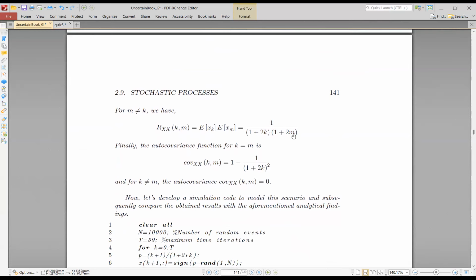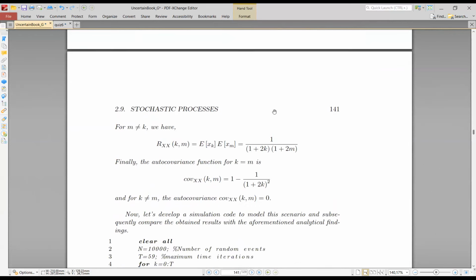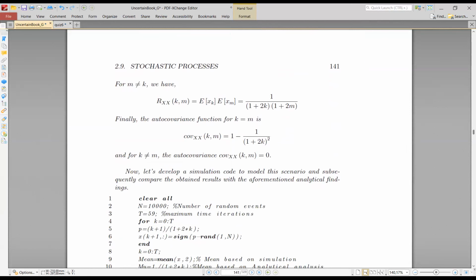So now, if you say that m equals k, it gives you 1 divided by 1 plus 2k squared. And this is not correct at m equal to k. So at m equal to k, you need to evaluate it separately. First, evaluate at k and k, then you can make the evaluation at different time instances, for example, here, k and m.